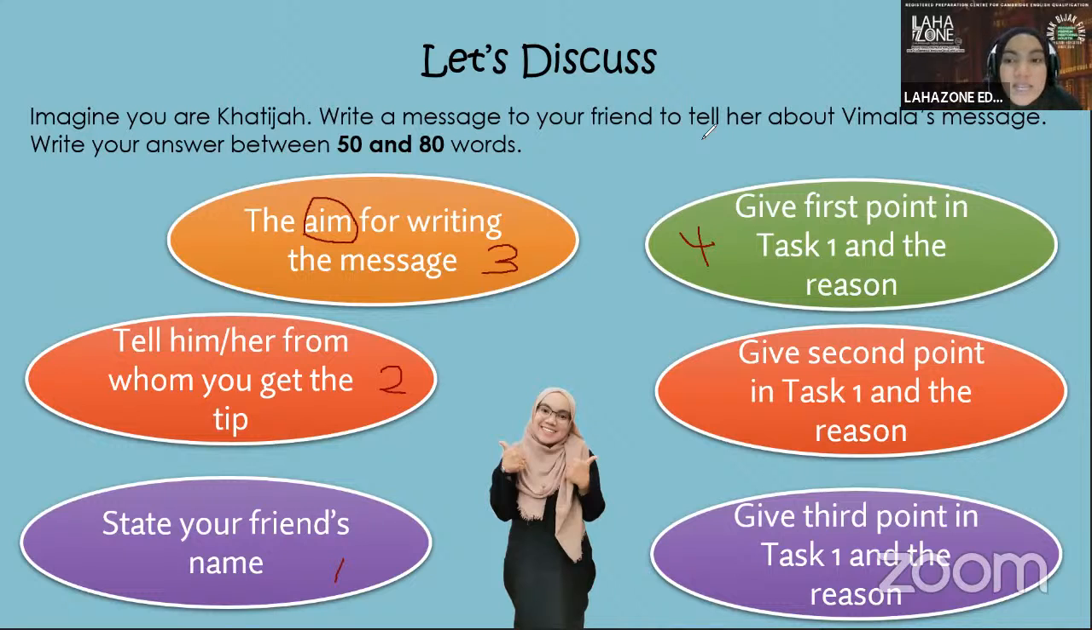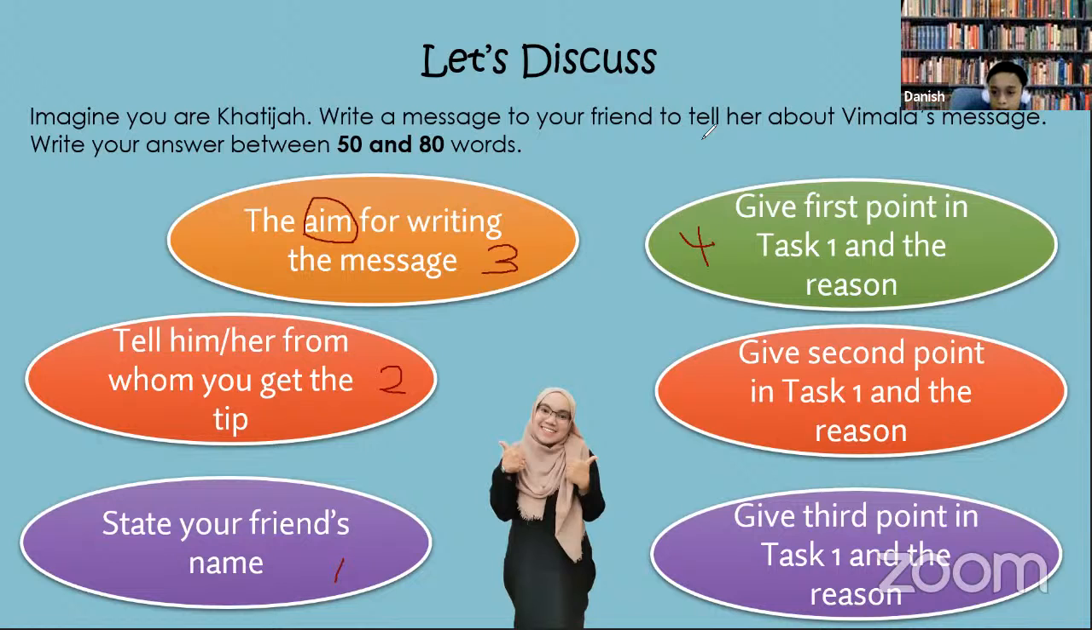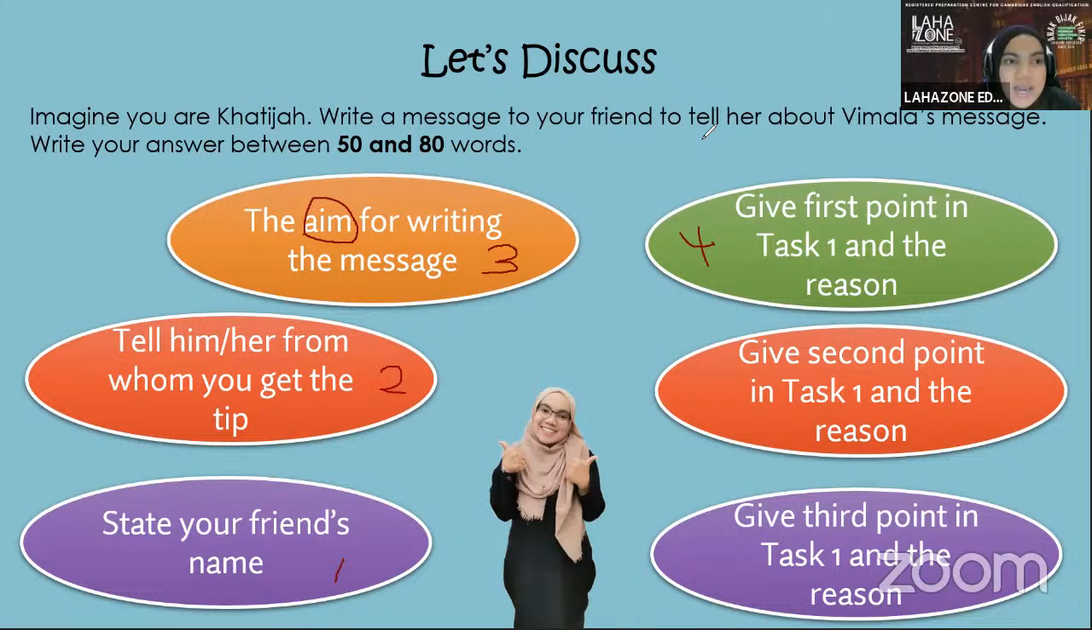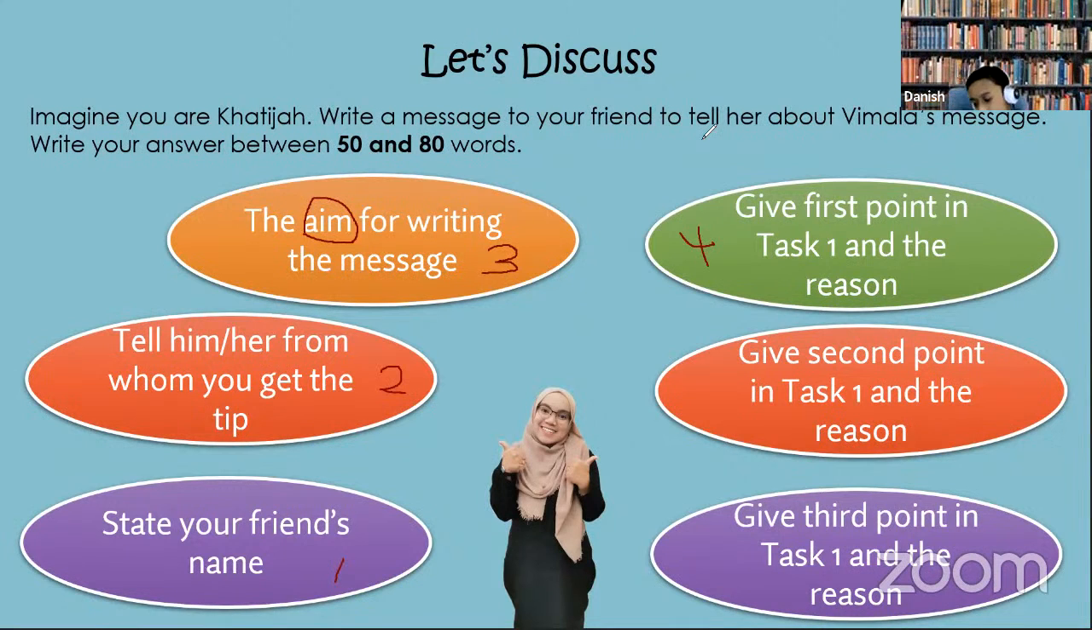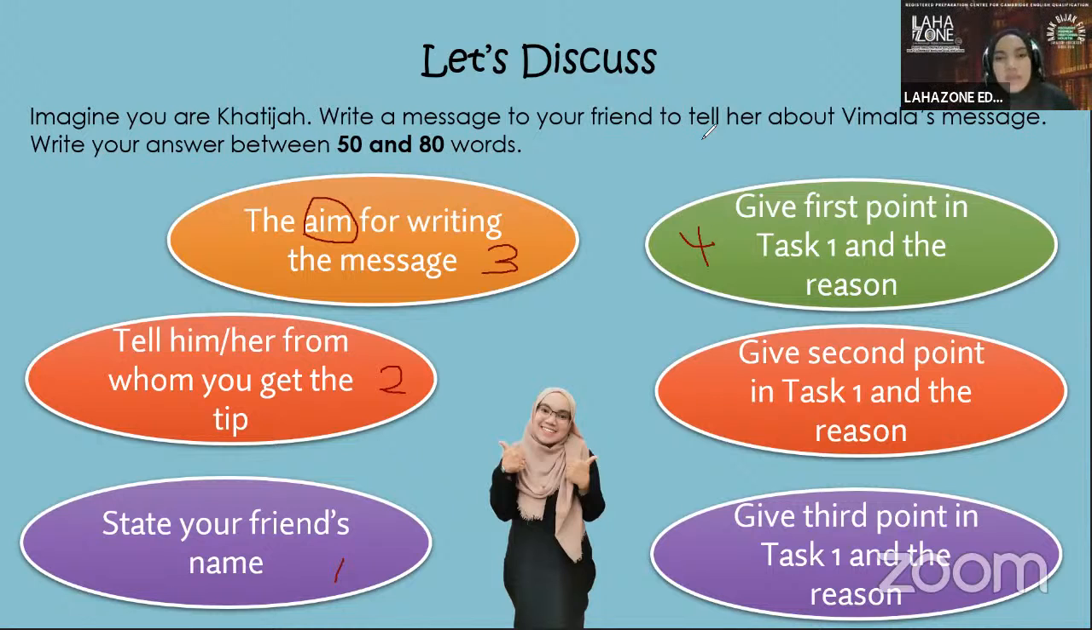Okay, Danish ingat lagi tak first point dalam task yang pertama tadi? Soalan yang mana? Yang pertama? Yang Vimala tadi, yang Khadijah. Vimala yang pertama. Cut down on sweet and salty food. Okay, cut down on sweet and salty food. So bila Danish dah bagi tahu first point tu, perkara yang kedua ialah Danish kena bagi tahu sebab or reason. Kenapa nak kena kurangkan makan makanan manis?